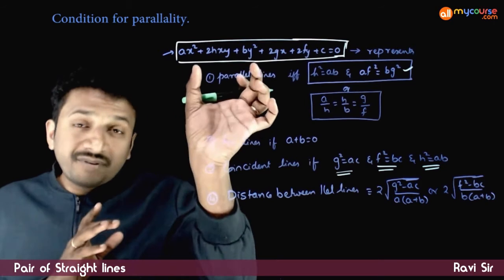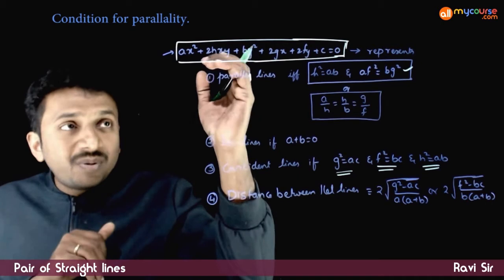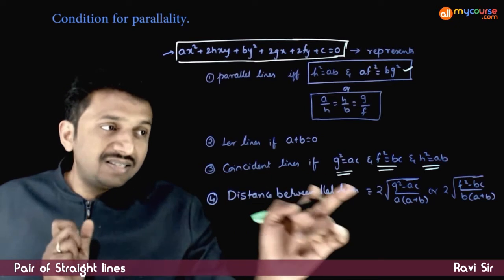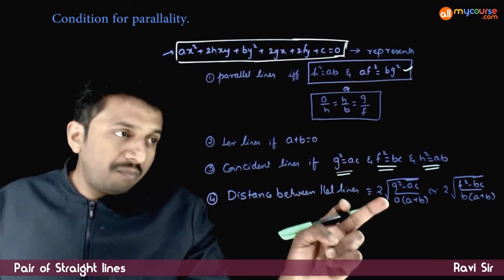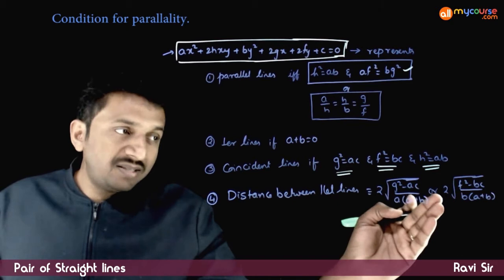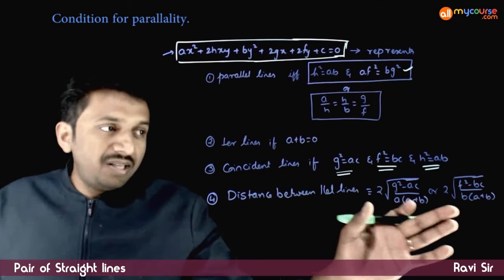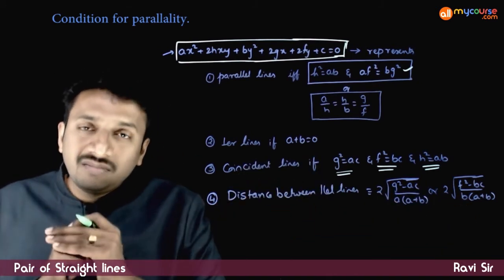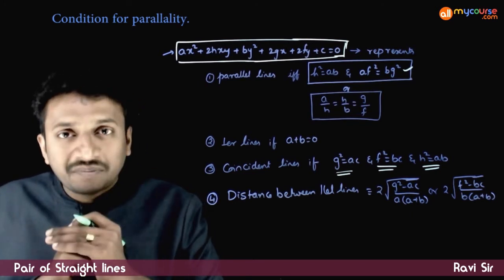And if the lines represented by this equation are parallel, the distance between the parallel lines is directly given by 2 root g square minus ac by a times a plus b, or 2 root f square minus bc by b times a plus b. So these are the formulae to directly find the distance between the two parallel lines. These are certain results which you need to remember.